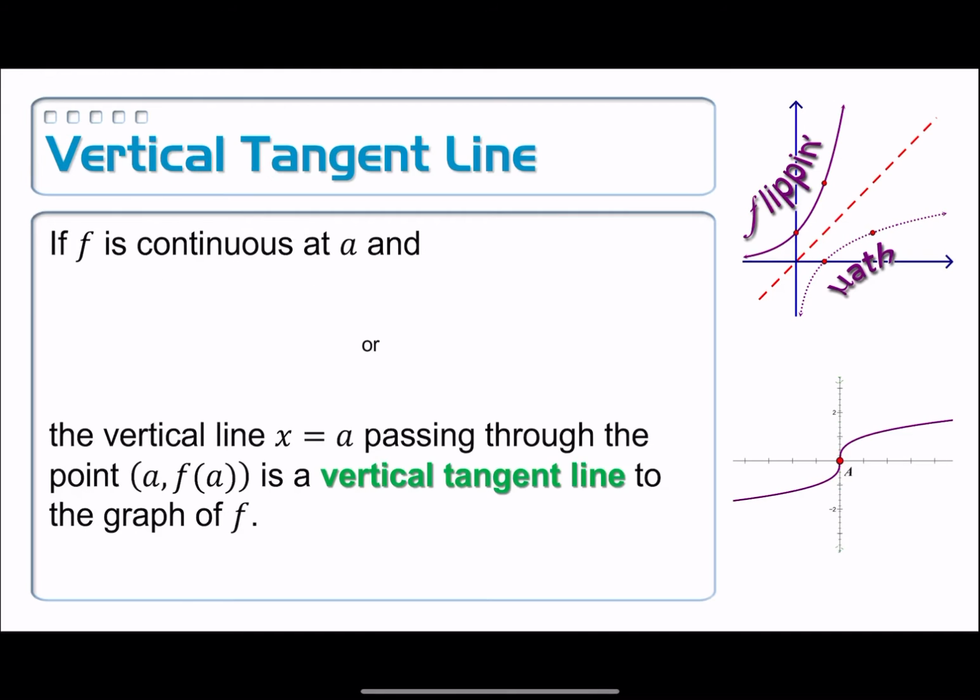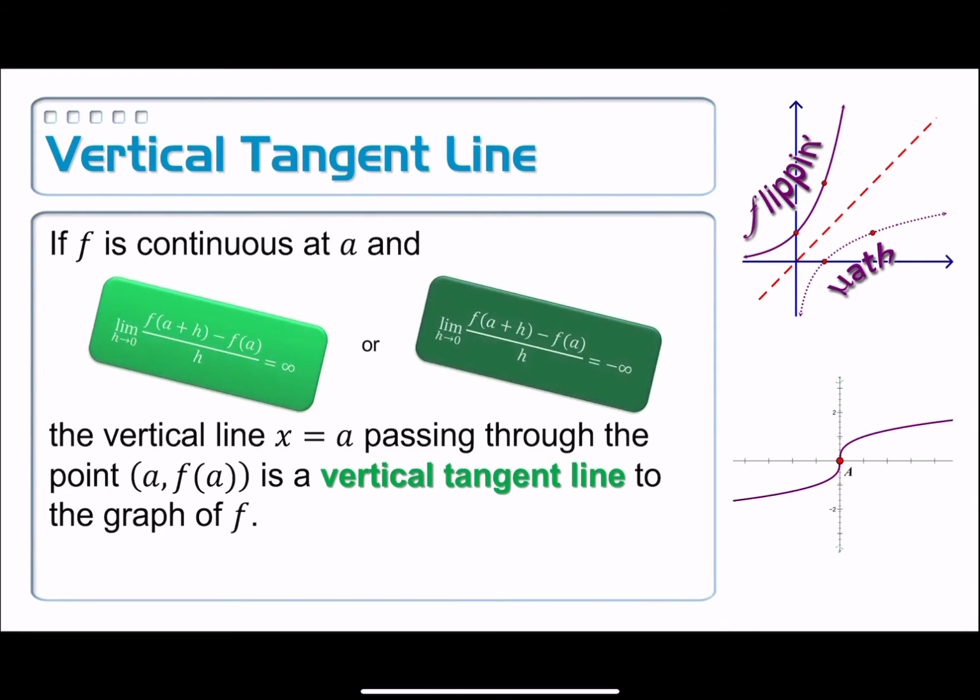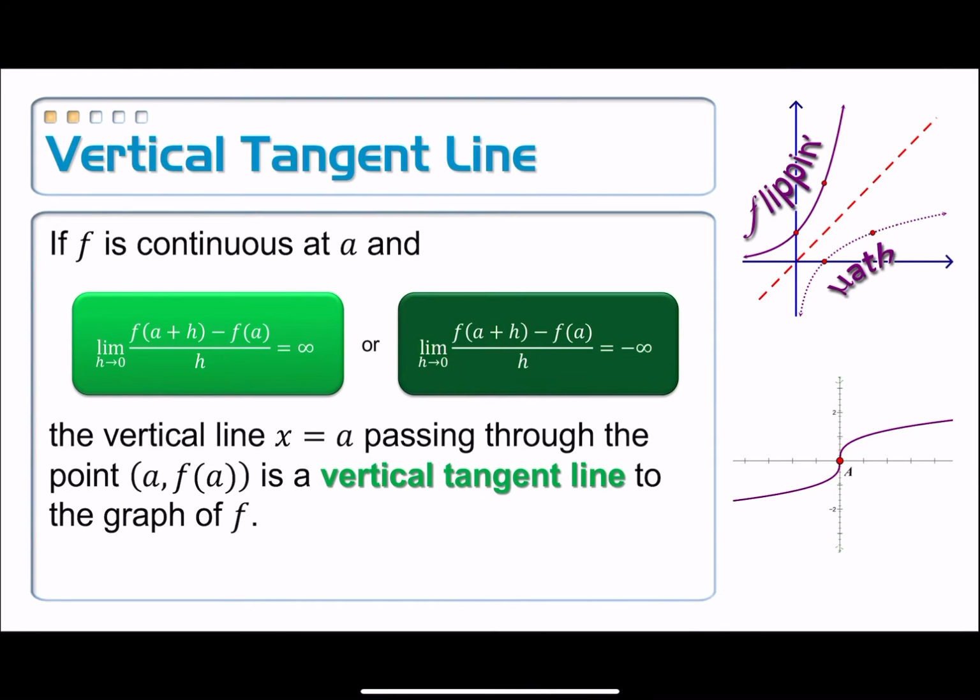All right, so there's the definition here. Write it up in your notes. If f is continuous at a and we have two different limits here: either the limit as h goes to 0 of the difference quotient, f of a plus h minus f of a all over h, is equal to infinity, or it's equal to negative infinity. We had infinity. Then the vertical line x equals a passing through the point (a, f of a) is a vertical tangent line to the graph of f.